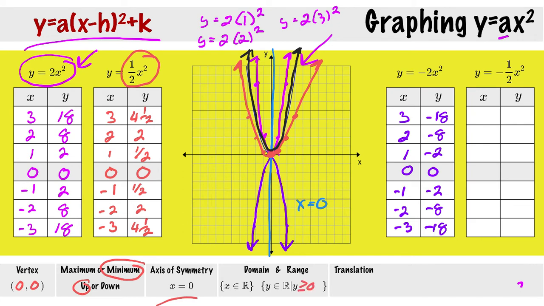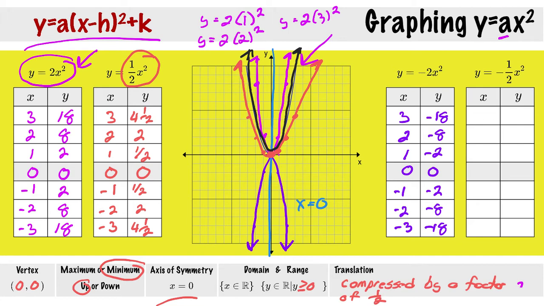The translation is now compressed. So when something is outside of the original, it's compressed or flattened. Compressed by a factor of 1/2.